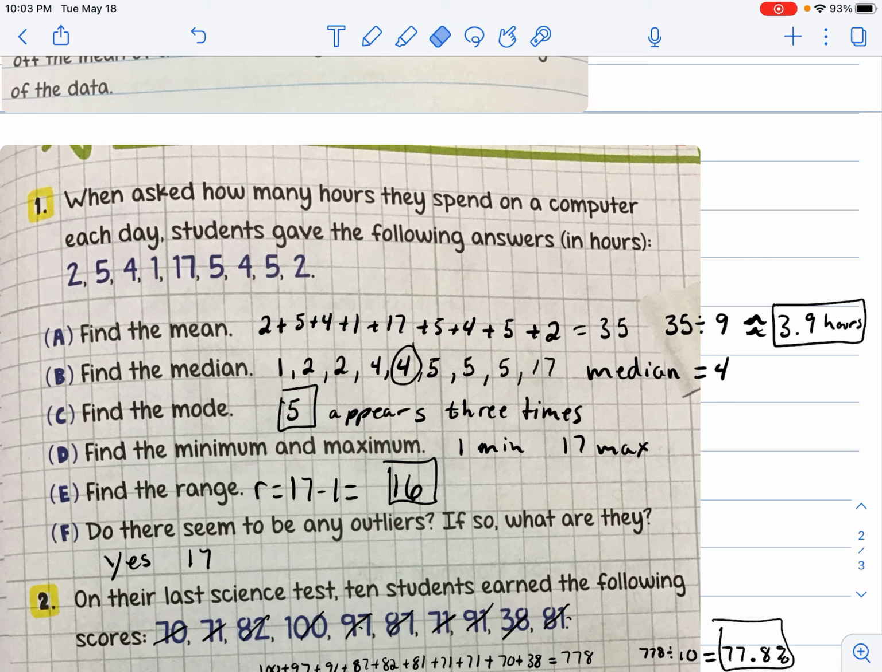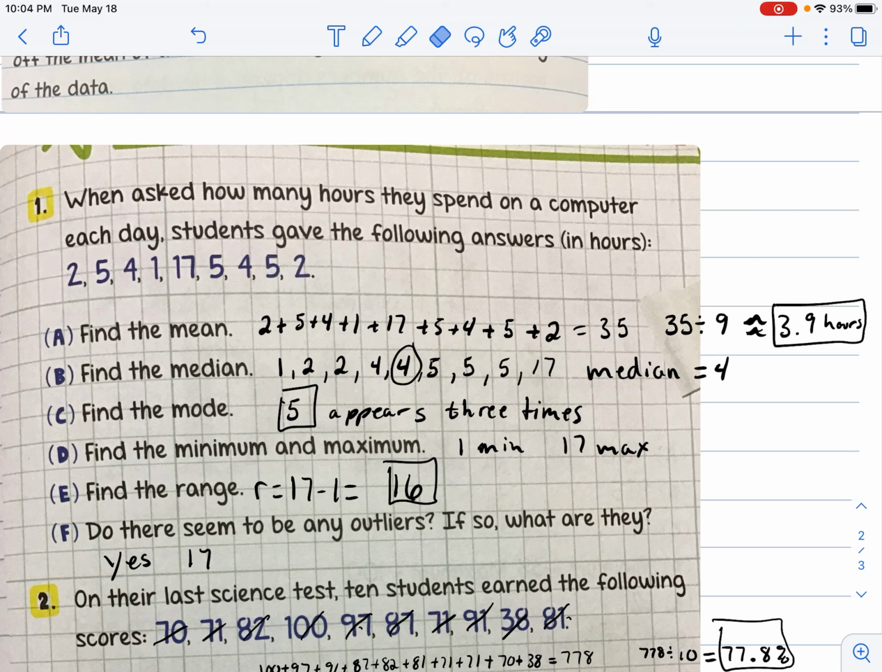3.9 hours is the average time spent. When we line them up from least to greatest, this one is 9, an odd number, so there is an exact middle, and that would be the 4, so our median is that 4 value. The mode is the number that appears most. Now you'll notice that 2 appears twice, 4 appears twice, but 5 appears 3 times. That one appears the most, so that is our mode.